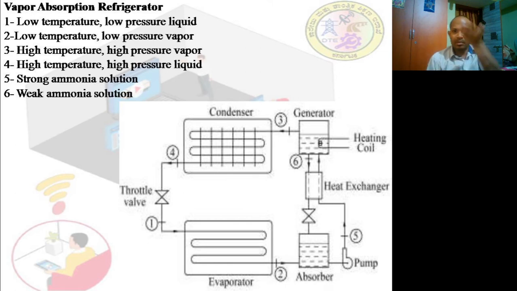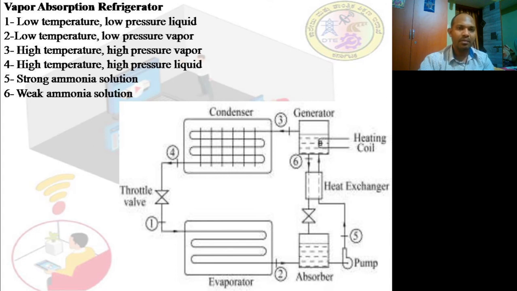Once the ammonia is separated, the water is left out. That water will go down through the expansion valve to the absorber. So this is what is happening. In the 5th position, what is happening? Strong ammonia with the water is going there. In the 6th, what is happening? The ammonia is separated and the weak ammonia solution is coming back to the absorber using a heat exchanger. Is that clear? So this is the one.